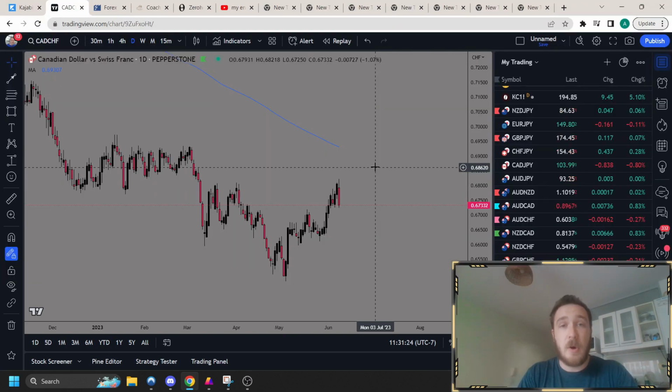It's up to you. So the first thing that I am looking at is my higher time frame. Because I primarily look at the daily and the 4 hour, I'm more focused on smaller time frame trades. I'm going to be looking here at the daily.